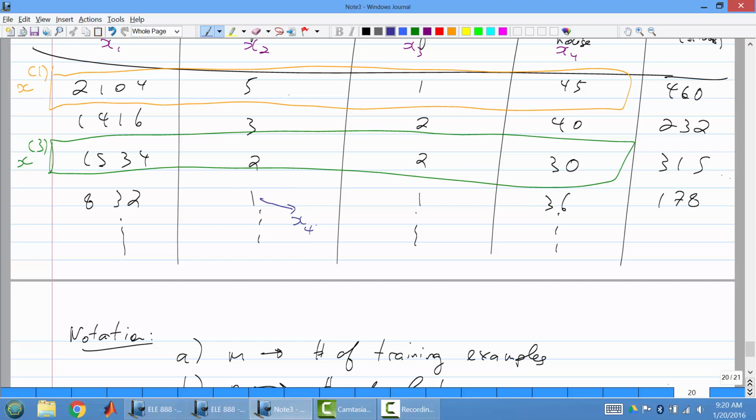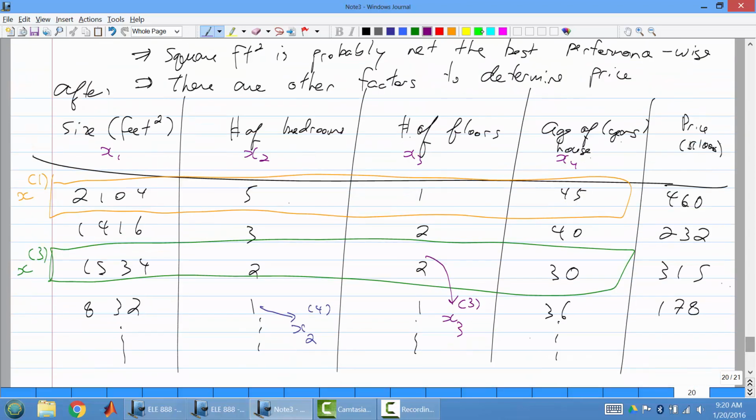So the examples are vertical. This is the 4th training example, and this is feature number 2. So it's X superscript 4, and then feature number 2. It's the 2nd feature, the 4th training example. Let me do another one. In this case, this will be the 3rd example, and this is the 3rd feature. Or if I did this one, this is the 1st example and the 4th feature.